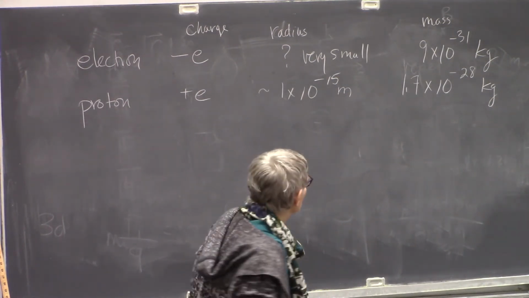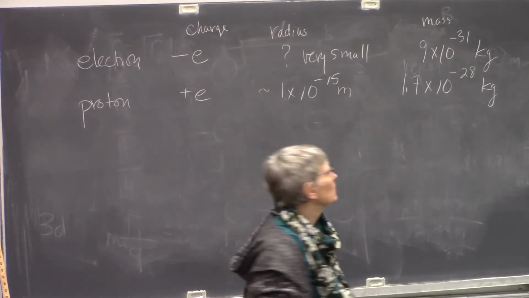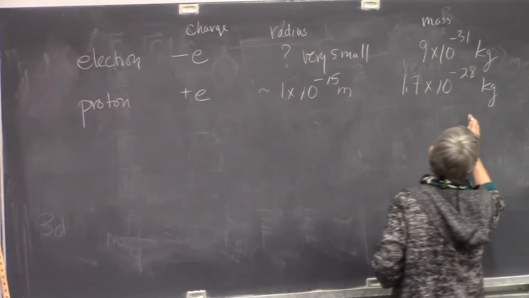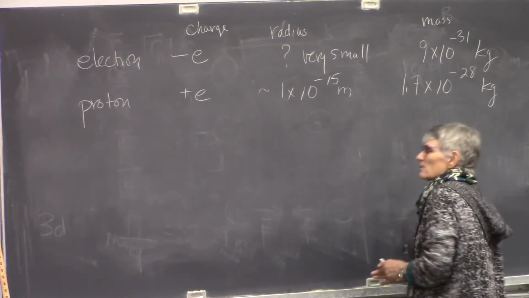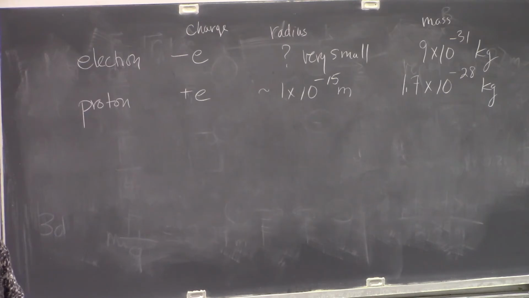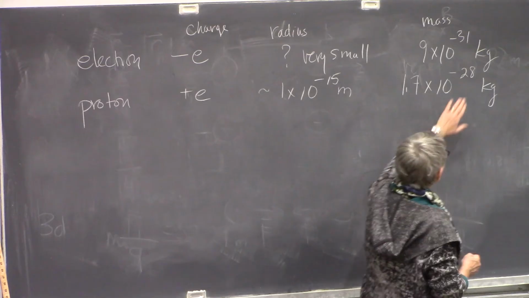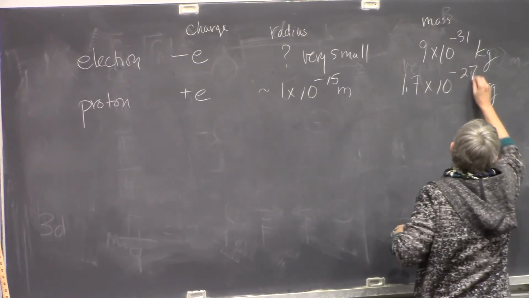27. Probably 27. Let's look it up. Yep. 1.7 times 10 to the minus 27 kilograms. Thank you.